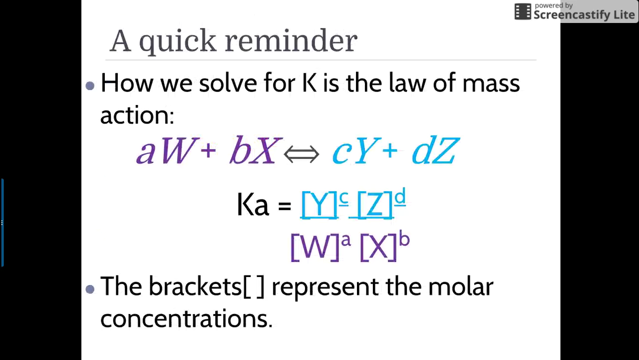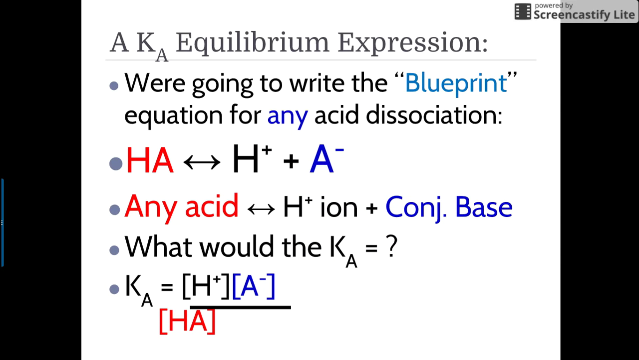You already know that. Here's a generic reaction. If I tell you to write the equilibrium expression, I hope you would write [Y] to the c times [Z] to the d divided by [W] to the a times [X] to the b. The brackets represent concentration, remember? Now, the only reason we change the subscript to A is because we're talking about an acid. Nothing more dramatic than that.